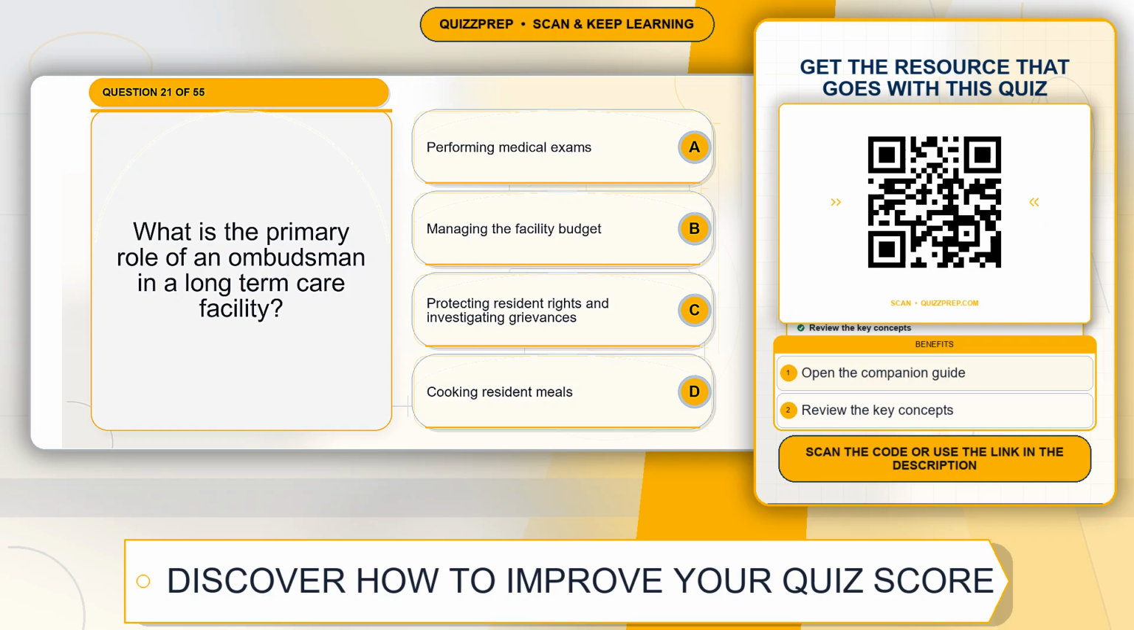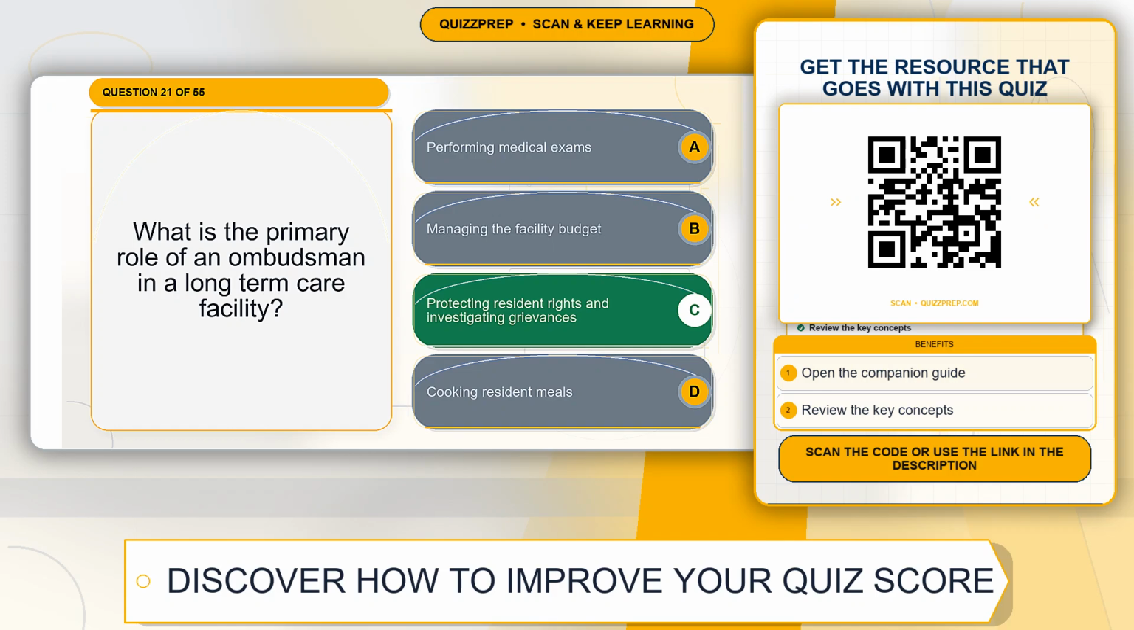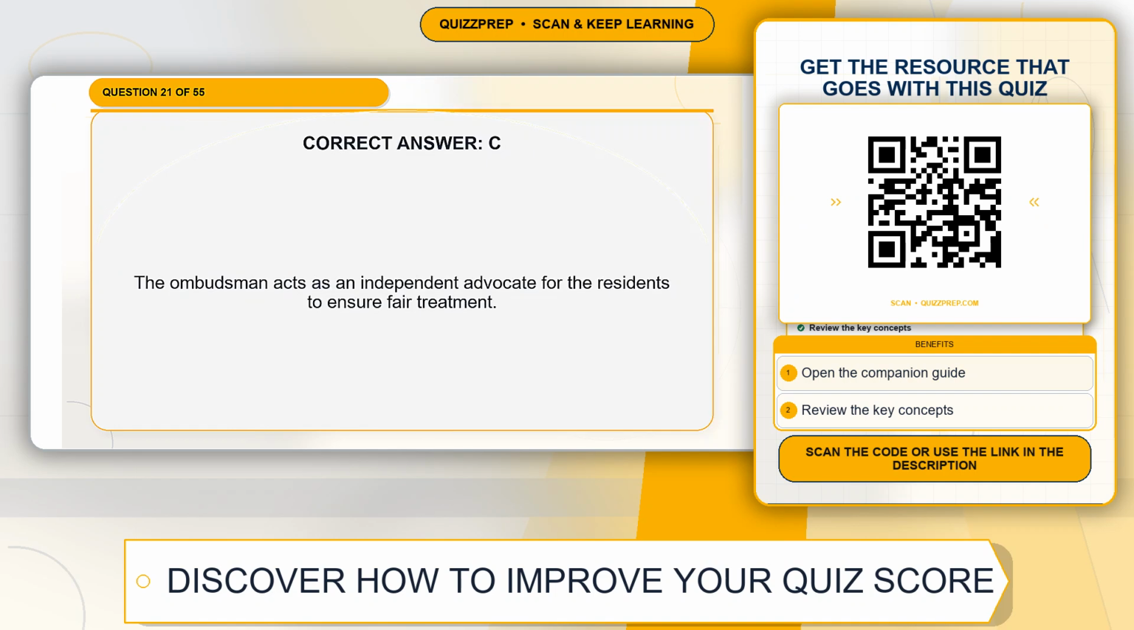Question 21. What is the primary role of an ombudsman in a long-term care facility? Option A, performing medical exams. Option B, managing the facility budget. Option C, protecting resident rights and investigating grievances. Option D, cooking resident meals. The correct answer is option C, protecting resident rights and investigating grievances. Explanation: the ombudsman acts as an independent advocate for the residents to ensure fair treatment.